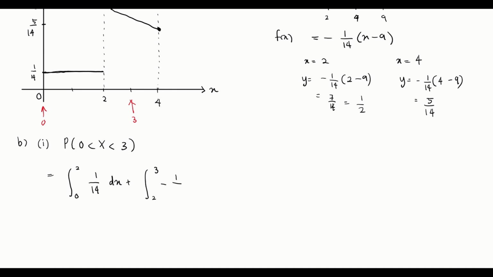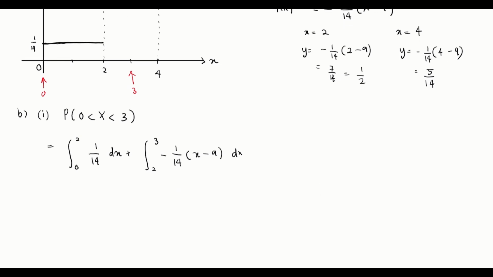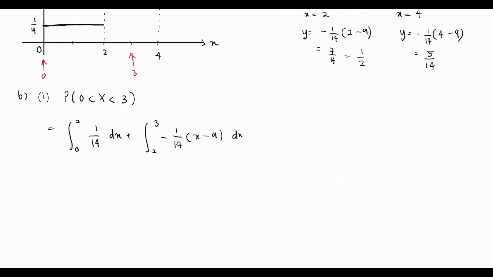We already referred to the basic definition, which is negative 1/14 x minus 9, so we're going to use this function because it's easier to integrate with a normal function, not a modulus function. So we're going to integrate this. First, 1/14 integrate, we get 1/14 x, and the limit is between 0 and 2, and then minus 1/14, so integrate x minus 9, that becomes x squared over 2 minus 9x, and the limit is between 2 and 3.